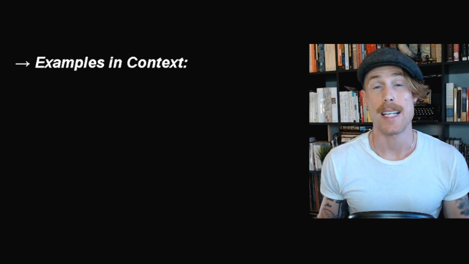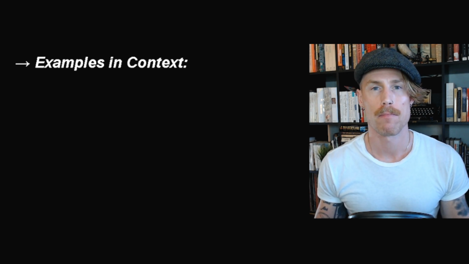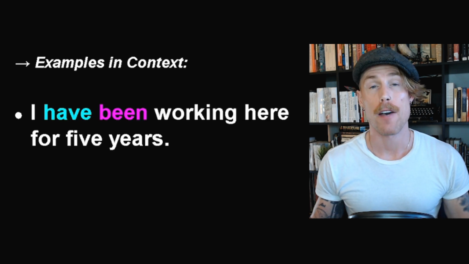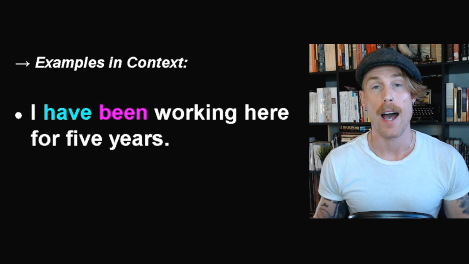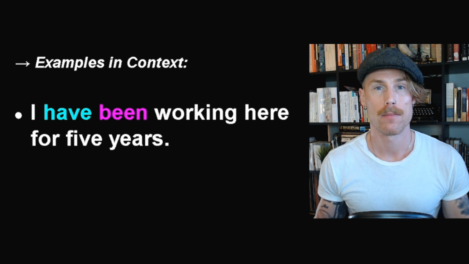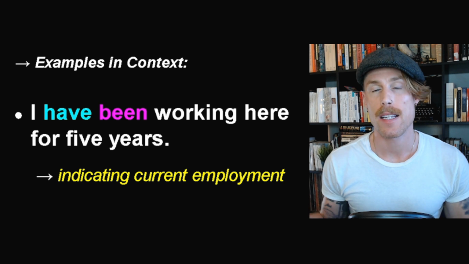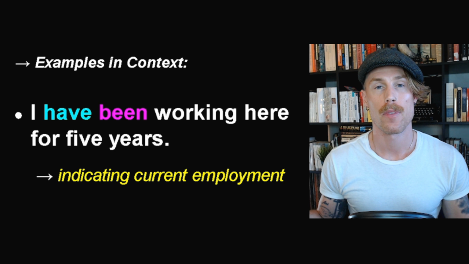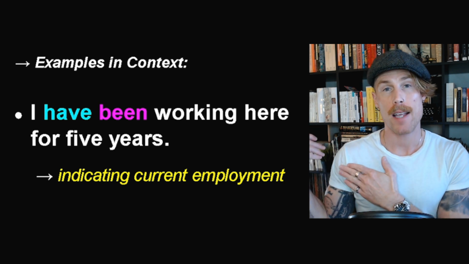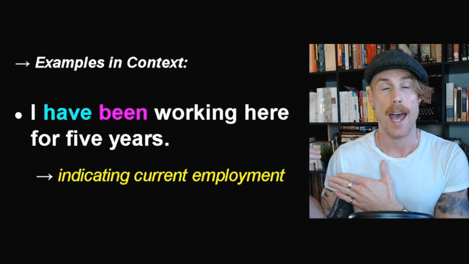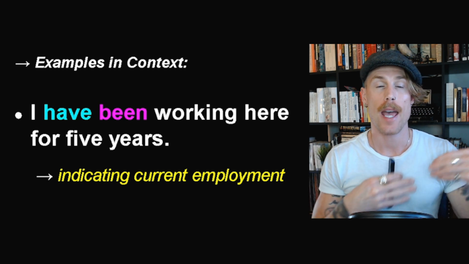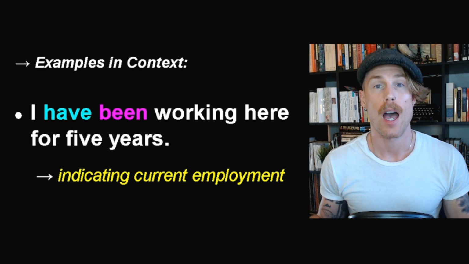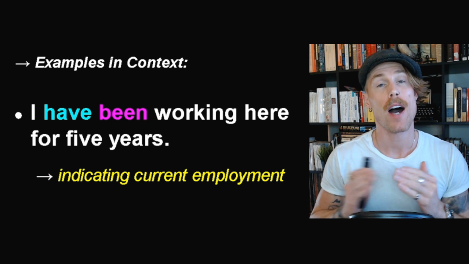Let's look at some examples in context. What do these sentences mean? I have been working here for 5 years. This sentence is indicating current employment. 5 years in the past, you started working at the company, and today you are still working at the company. I have been working here for 5 years.